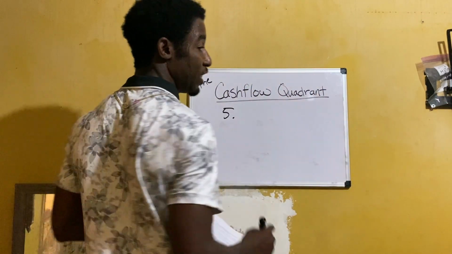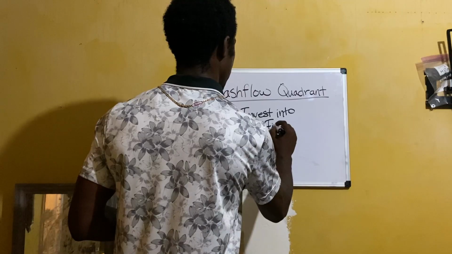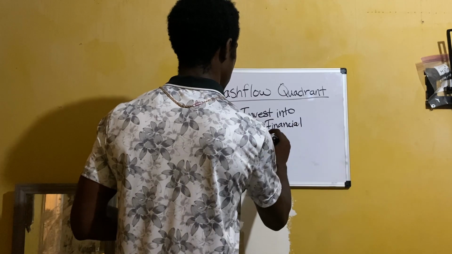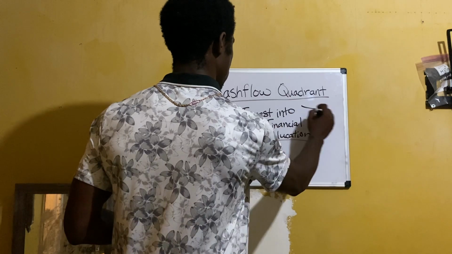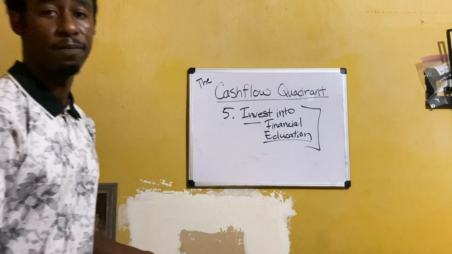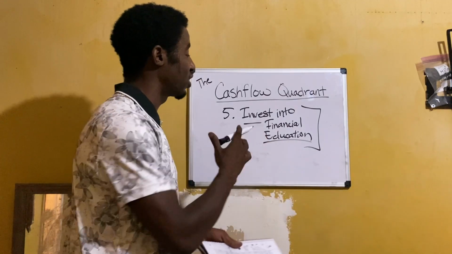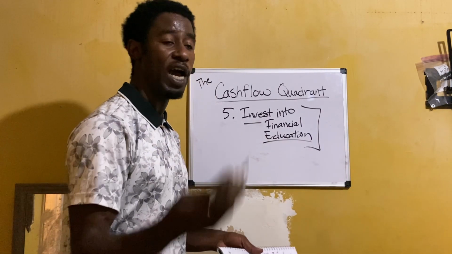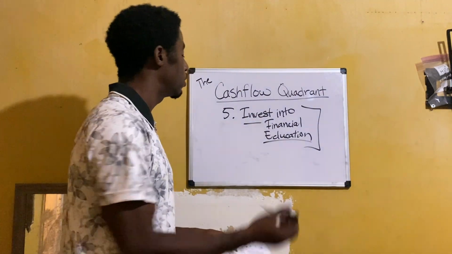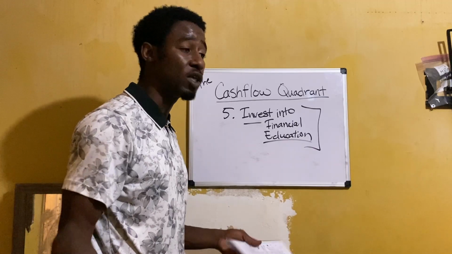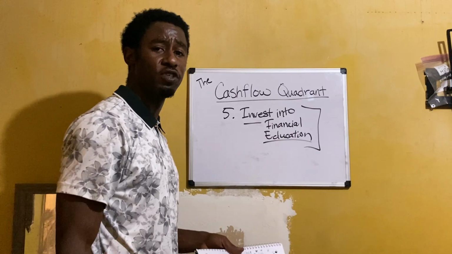Last tip, last but not least, and probably one of the most important after your mental shift, is investing into your financial education. That's self-explanatory right there. Just how you invested your time into learning more about the cash flow quadrant, how to make money, how to go from the left side to the right side, how to go from being an employee to a self-employed person. You did your first thing. You made the first step. Congratulations, I'm proud of you. Good job. So now keep investing into your financial education.